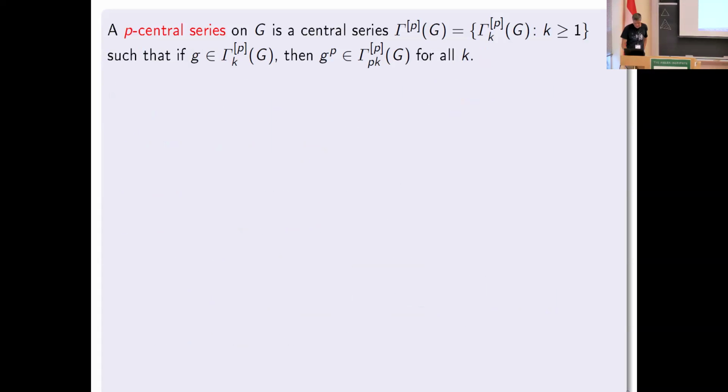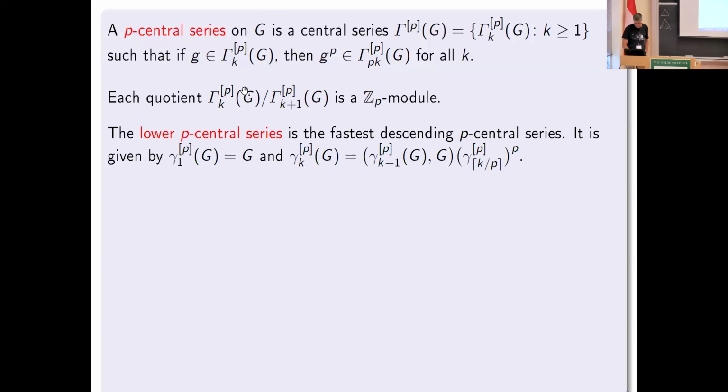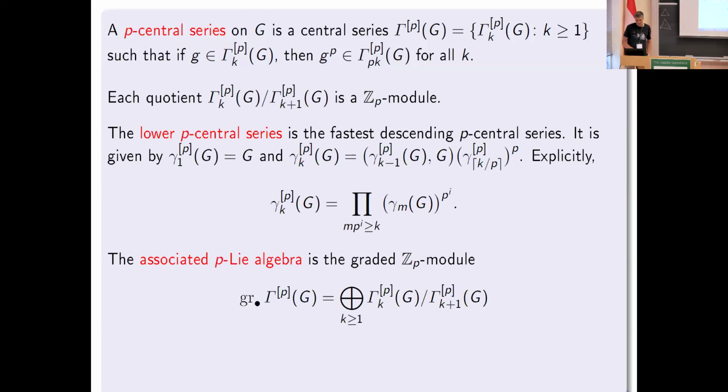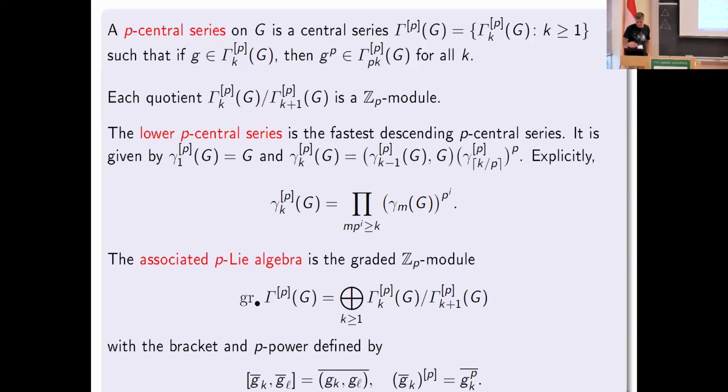And then you can have a special central series which fits well with this p-power operation. It's a central series with the additional property that the p-th power of an element in the k-th component of the filtration belongs to the pk-th filtration. And so once you have this, the consecutive quotients are not just abelian groups, but Z mod p modules, and you can write down the associated graded objects, and you have an analog of the fastest descending series, which you can write down explicitly. And once you start with a group and look at its associated graded object associated with a p-central filtration, then you get a restricted Lie algebra together with a power operation.